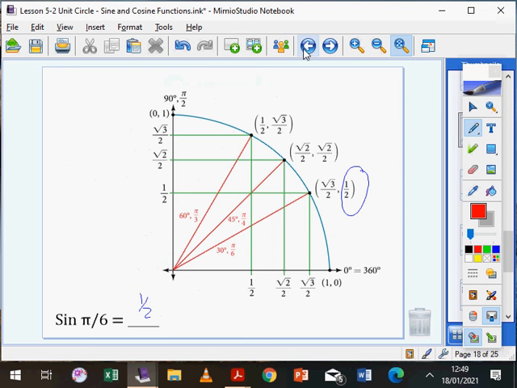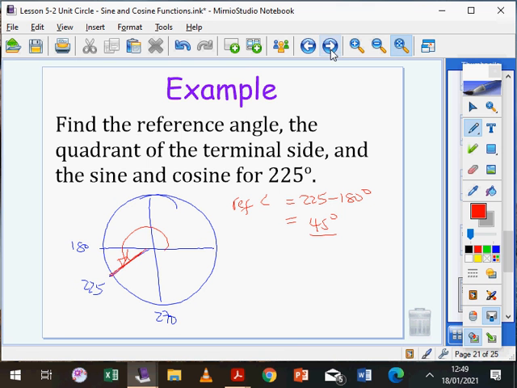And the cosine is also the same thing. So my sine of 225 has to equal root 2 out of 2. But I need to check, is sine positive in that quadrant? No, it is not. So that's negative. The cosine of 225 will be the same thing. Is it positive in that quadrant? No, it is negative.